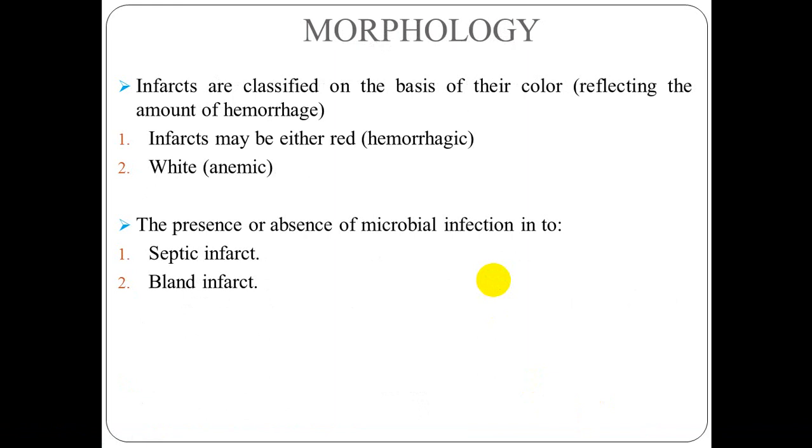The morphology of infarction. Infarcts can be classified according to the appearance of the infarct area and according to the cause of obstruction. According to the type of infarct area, they are classified into red or hemorrhagic infarction and white or anemic infarction. According to the presence or absence of microbial infection, they are classified into septic infarct and bland infarct. Septic when there are bacterial colonies, and bland when there is no infection.